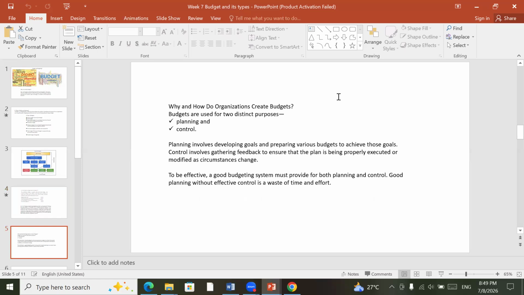Okay, there is another option or another topic. Why and how do organizations create budgets? Budgets are used for two distinct purposes: planning and control. After preparing the budget, or after completing the planning stage, automatically the control stage will start. This is the criteria of budget.